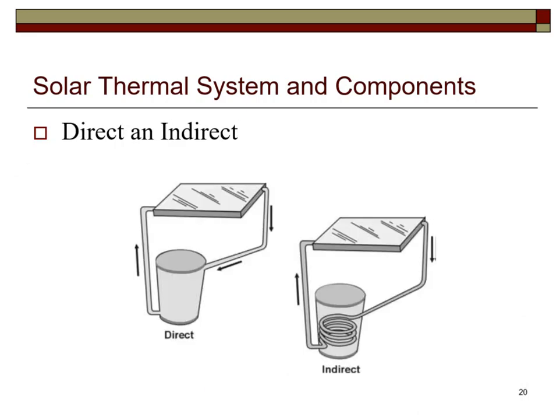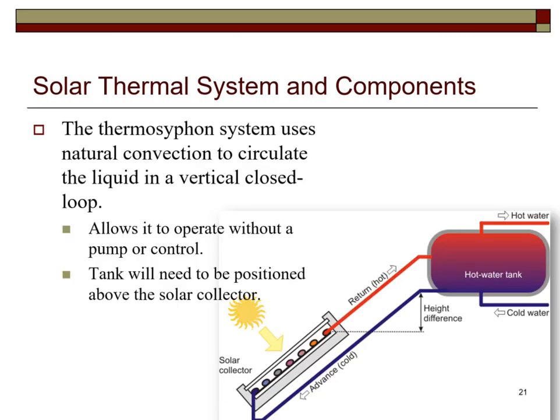The difference between the direct and indirect systems is the indirect system has a heat exchanger, the coil of pipe in a reservoir, and the direct system heats the water in a reservoir directly as it flows through the solar thermal collector. The thermal siphon system allows for natural convection to circulate the liquid through the collector. This system depends upon temperature stratification in the storage tank.